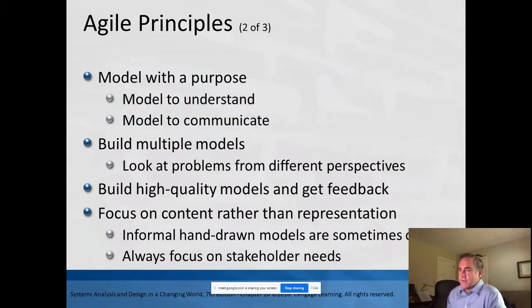Model with a purpose. So make sure everything you do has some meaning. Make sure that you are very clearly looking at the user requirements and putting those into models that a developer can use well. You should look at problems from different perspectives. So building multiple models can help with that. And of course, you'd want high quality models and focus on the content rather than the representation. Always be focusing on what the stakeholder needs are. Don't build something just for the sake of building it.